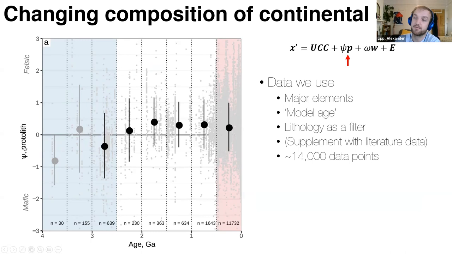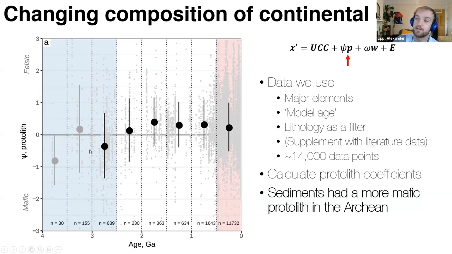So what I want to draw your attention to is that the Archean sediments have a significantly more mafic on average protolith than more recent sediments. And in fact, from about 2.5 billion years onwards, the average composition of sediments through time has stayed largely constant and similar to that of the present day. So we see this long-term stability of the average composition. These black circles just represent the average psi coefficient within each 500 million year age bin. And these just represent one sigma. But the key observation is that in the Archean, it was more mafic.